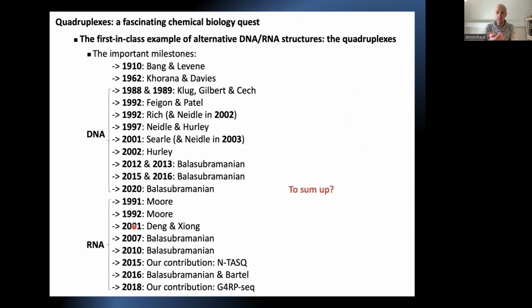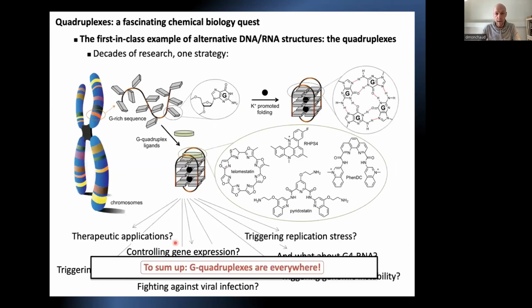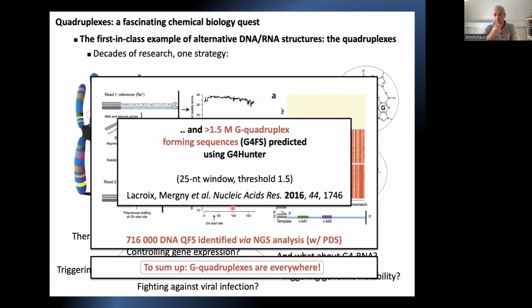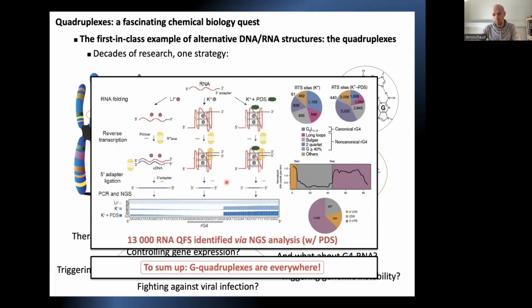And if I have to sum up in a very brief manner, quadruplexes are absolutely everywhere. In terms of DNA, it is currently considered, at least demonstrated in vitro, that more than 800,000 sequences can fold into a quadruplex within our genome. And using an in silico approach, it is considered that more than 1.5 million sequences exist within our genome. So it's huge. For RNA, it's more or less the same.